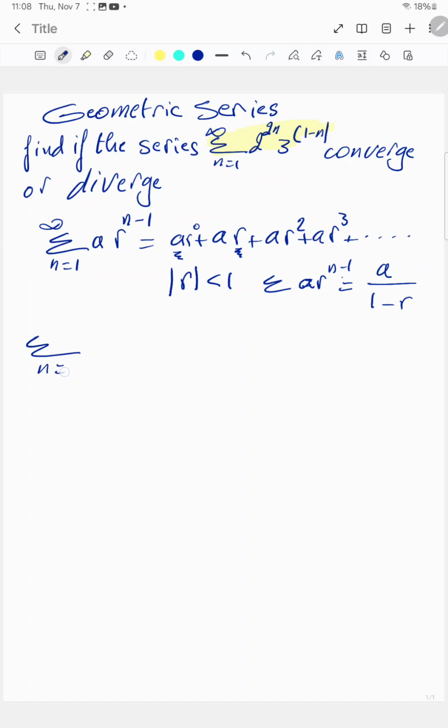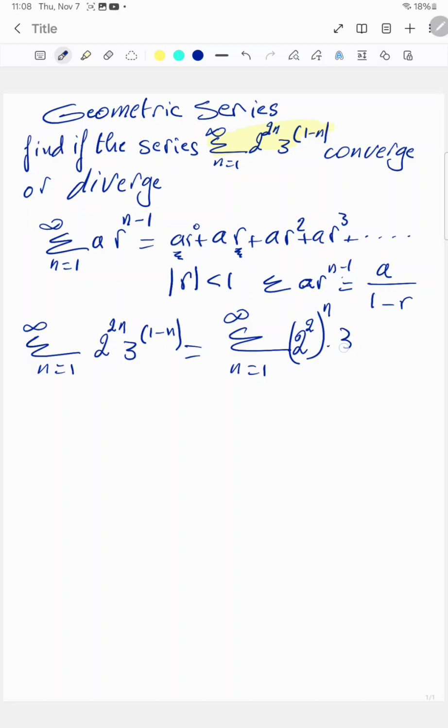Okay, so now let's rewrite this series in a way that looks like a geometric series. The sum from n equals 1 to infinity of 2 to the power 2n times 3 to the power 1 minus n, I can write as the sum of 2 to the power 2, all to the power of n, times 3 to the power of minus n minus 1. Because minus times n is minus n, and minus times minus is plus 1, so I rewrote the original series.